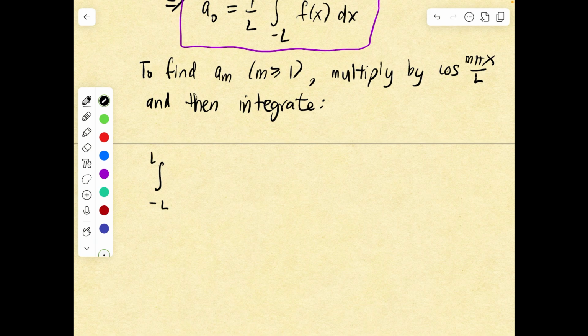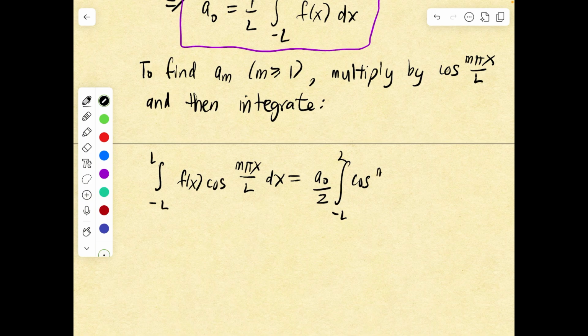That's a sub 0, because if you want to find a sub 0, you integrate your function from negative L to L, and then divide by L. Now we're going to try to find a sub m and b sub n, where m and n are integers that are greater than or equal to 1. So we're going to integrate f of x times cosine of n pi x over L dx.